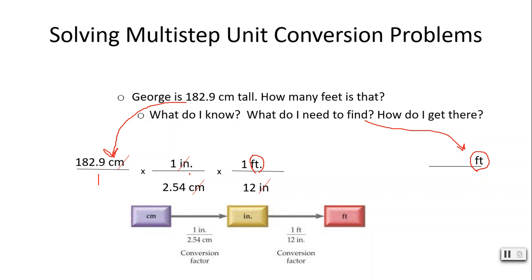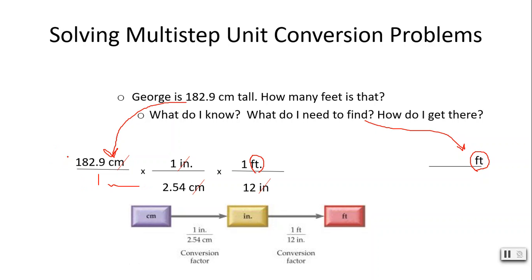So again, your calculator may be a little different in how you enter numbers and if parentheses are important or not. But basically, 182.9 multiplied by 1, divide by 2.54, multiply by 1, divide by 12. Oh, sorry.